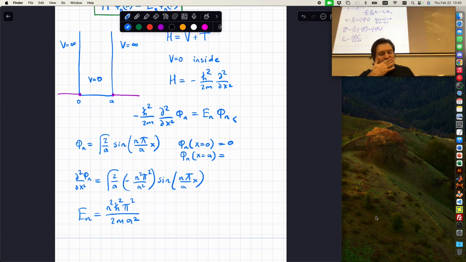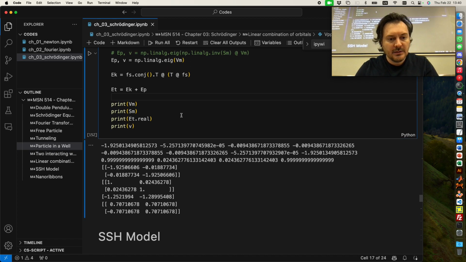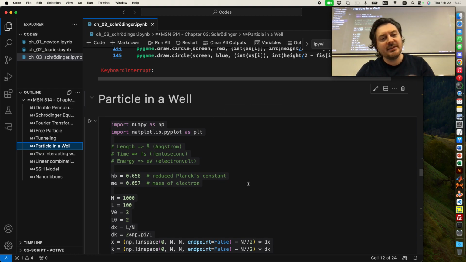Okay, so let's go back to our computer and look at the particle in a well.